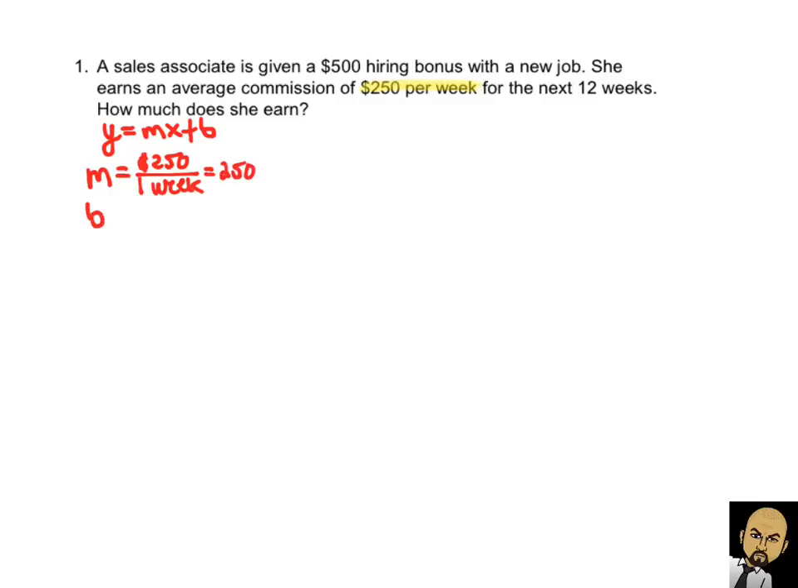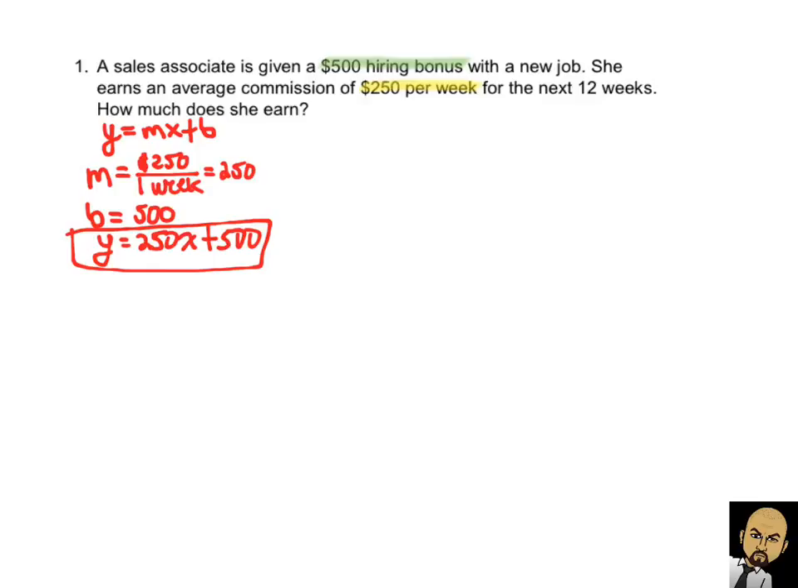Next thing we have to do is find the y-intercept, and the y-intercept, if you recall, is the initial value. In this case, how much does the associate start off with? Well, she gets a $500 hiring bonus, so the initial value is $500 when it comes to her earnings. Now we can substitute the slope and the y-intercept into the equation, and we end up with y equals 250x plus 500.